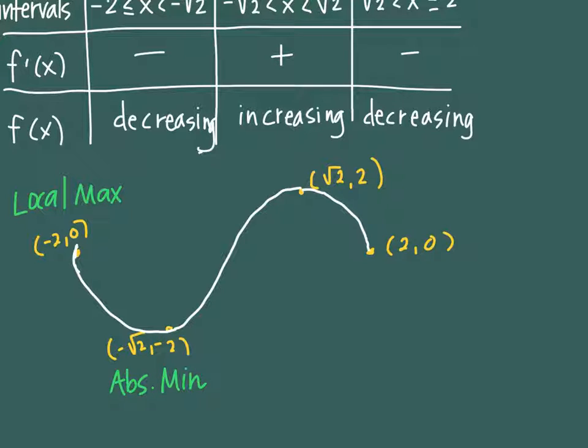That's the lowest y value. Then we get to positive rad 2, 2, which is our absolute max. And then what about the last endpoint? What kind of number is it? It's a min, but it's only a local or a relative min.